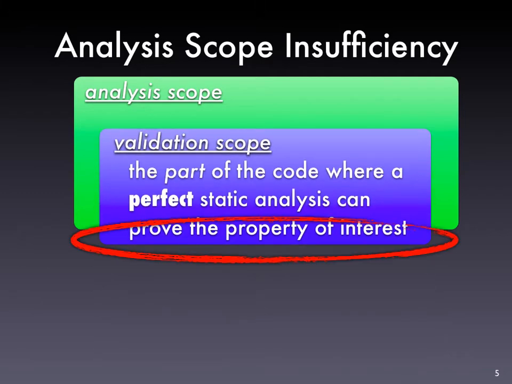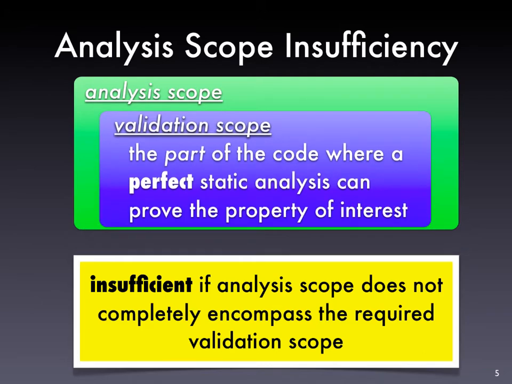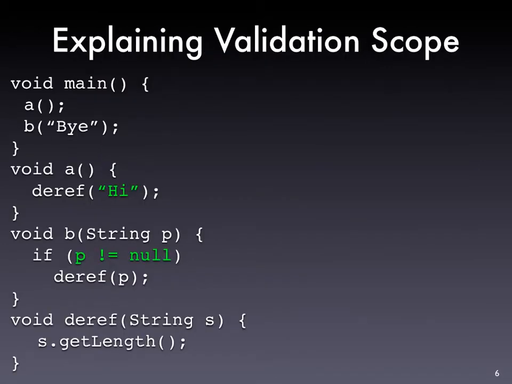The key point here is that if the analysis scope does not completely encompass the validation scope, then the analysis is clearly insufficient. In other words, if a perfect static analysis needs access to some bit of scope, and your analysis doesn't look at that bit of scope, then your analysis is definitely insufficient. On the other hand, if your analysis scope does completely encompass the validation scope, that doesn't mean that your analysis is sufficient, just that we haven't been able to prove that it isn't. Let me explain validation scope with an example.